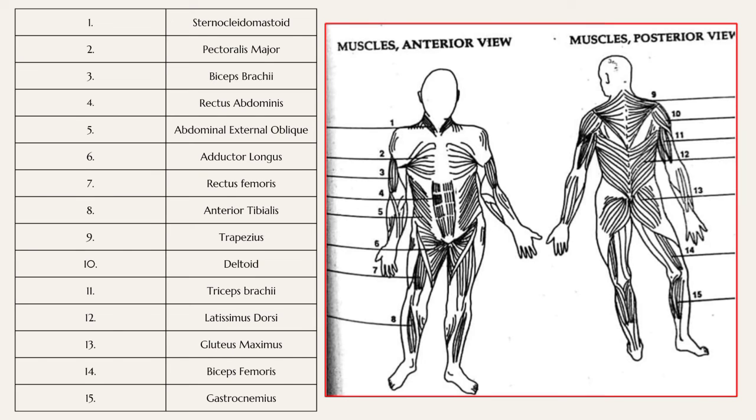Here, we have muscles, anterior view and muscles, posterior view. Let us first tackle the anterior view of the muscles. For number one, we have the sternocleidomastoid. The sternocleidomastoids are superficially located neck muscles that play an important role in tilting our head and turning our head, as well as other movements.